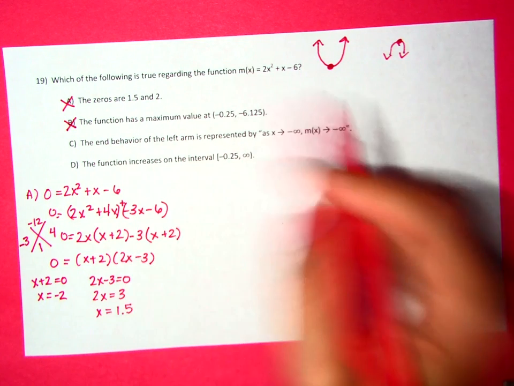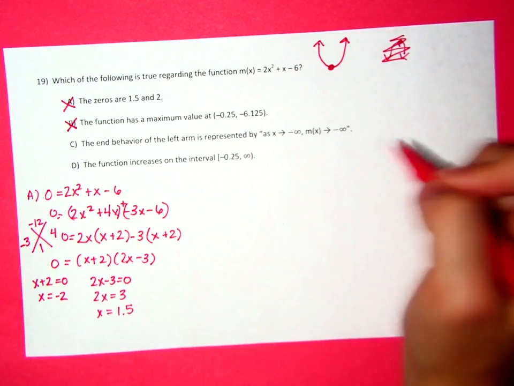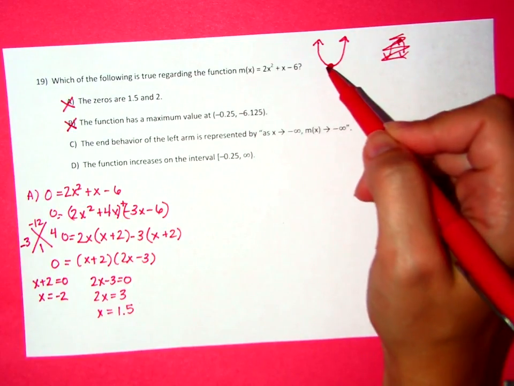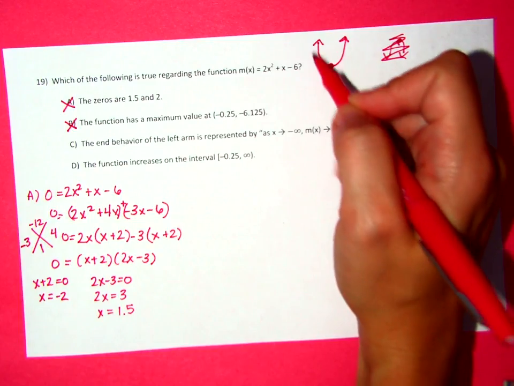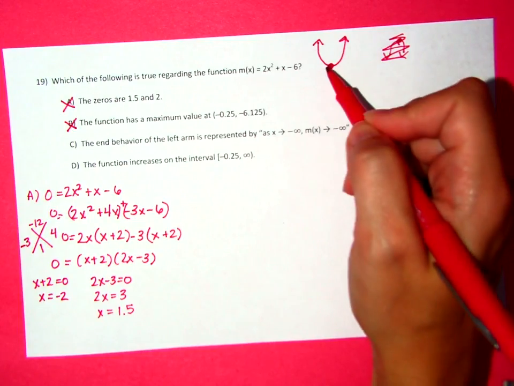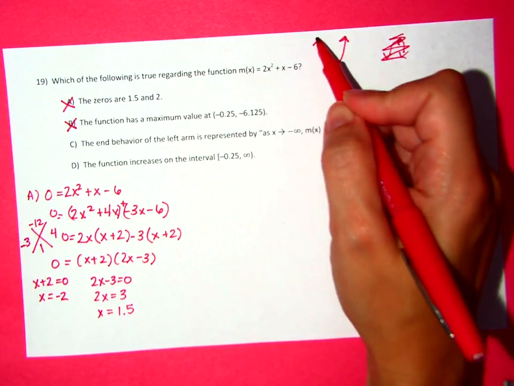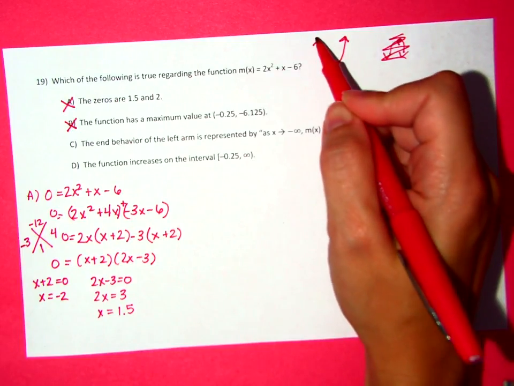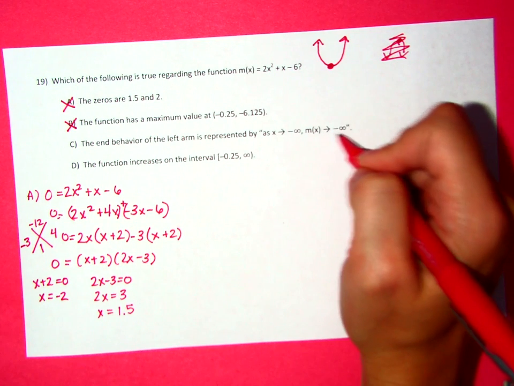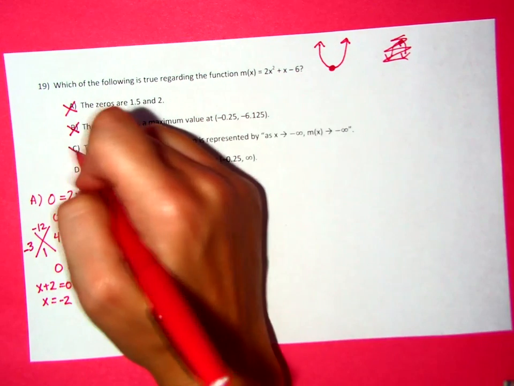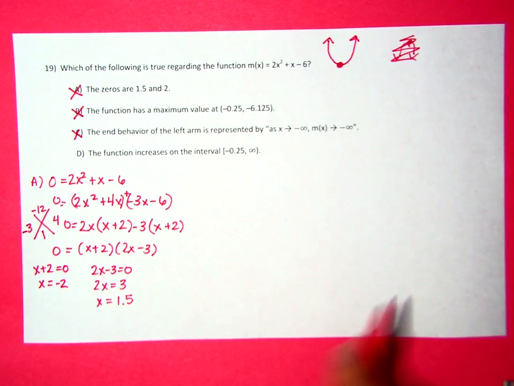The next one says the end behavior of the left arm is represented by. Again, I don't actually have to fully graph this. I can just go by this knowledge that says, starting here on this graph, as x goes towards negative infinity, that's what this part means, so as x travels to the left forever, y is traveling towards negative infinity. Well, as x goes forever to negative infinity, y is actually traveling towards positive infinity. So this should be a positive number here. That is not the answer. So that must mean that answer choice D is the correct answer, but we need to double check.